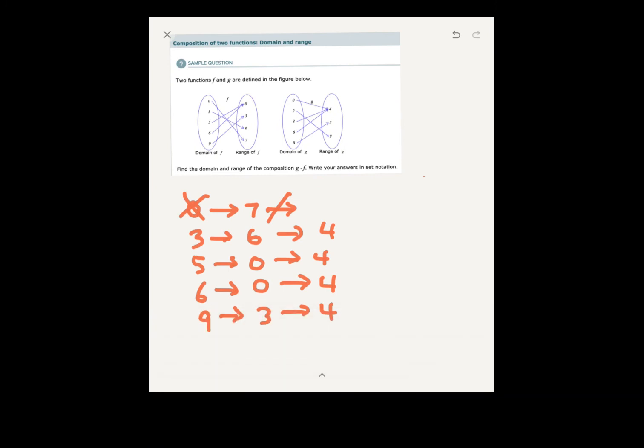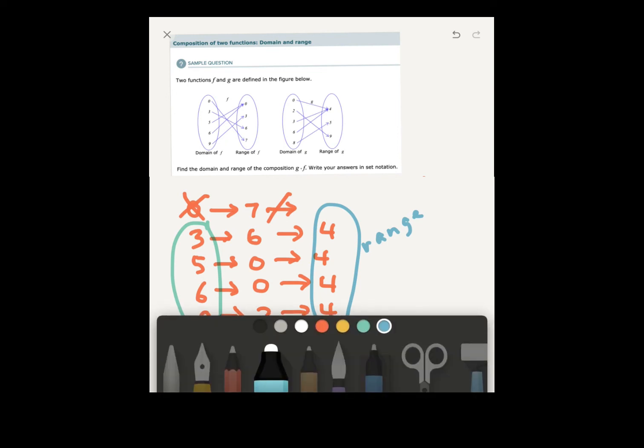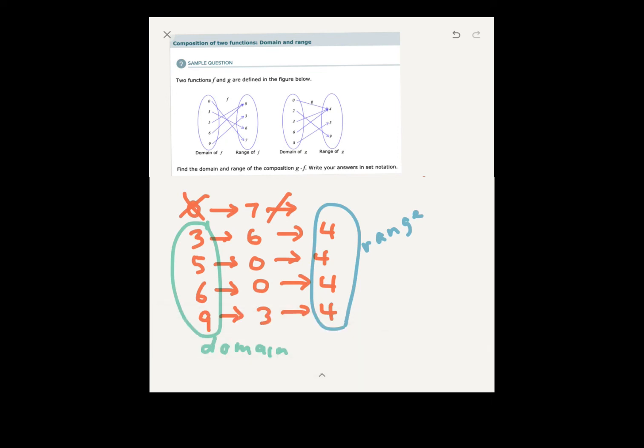So I have these numbers here. These numbers here are in the domain. And I have these numbers here. These numbers are in the range. So for each of these, I have a finite set of numbers. So I am going to use the notation where I use curly braces and separate the members of my set with commas.